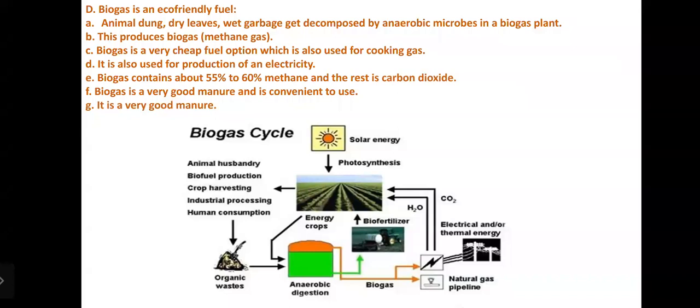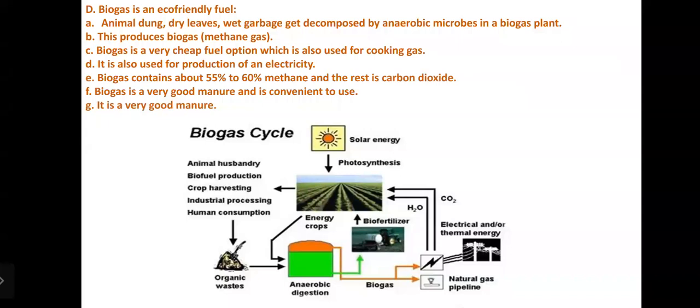Then wet garbage gets decomposed by anaerobic microbes in the biogas plant. These animal dung, dry leaves, wet garbage are decomposed by some microorganisms in anaerobic conditions. Anaerobic means in absence of oxygen, in absence of air. These microorganisms decompose the animal dung, dry leaves, wet garbage and convert them into another form. This process produces biogas, methane gas.